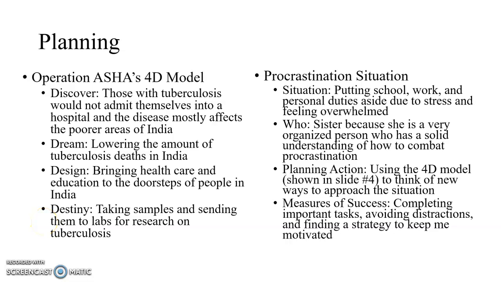So I was able to predict what Operation Asha's 4D model was. They found that those with tuberculosis would not admit themselves into a hospital, and that the disease mostly affected those in the poorer areas of India, and I'm assuming that there's a correlation between money and not wanting to admit themselves to a hospital due to financial instabilities.